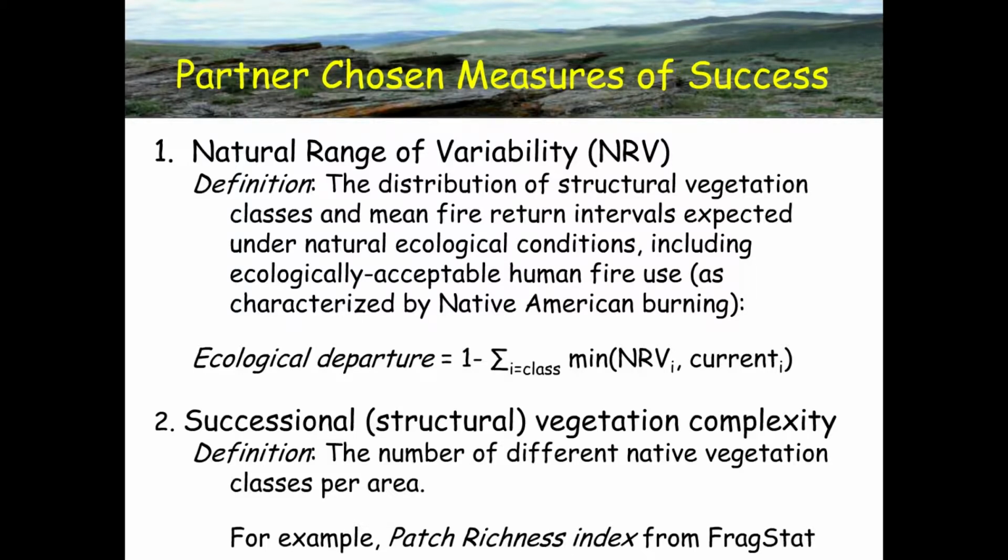At zero, you're at pre-settlement condition. At 100%, you're completely departed, which would be fire regime condition class 2. So that's how it's very simply calculated. If you want a landscape metric of ecological integrity, that's an easy one right there.